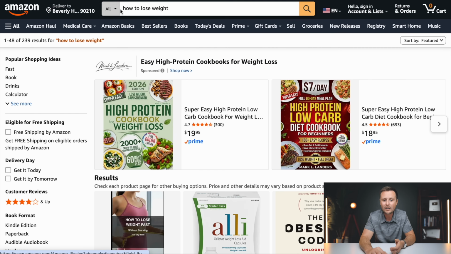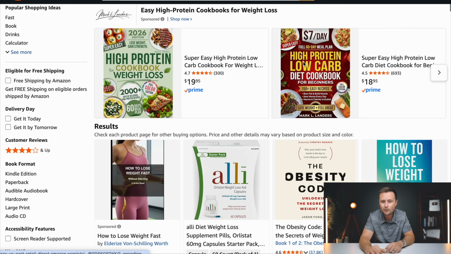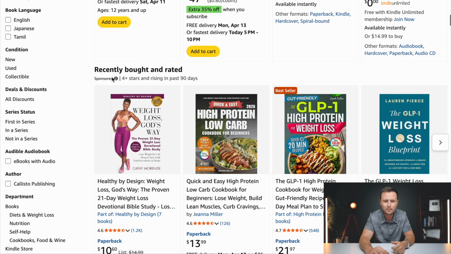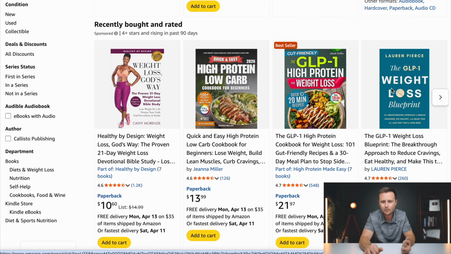So for instance, that book topic of how to lose weight, you can actually pay to have your book shown here on the first page. If it says sponsored, that means someone's paying to have their book there. So you can pay to have your book listed right here. It doesn't guarantee that someone's going to buy it. Again, there's another sponsored section right here. So you can pay to have your book listed here.